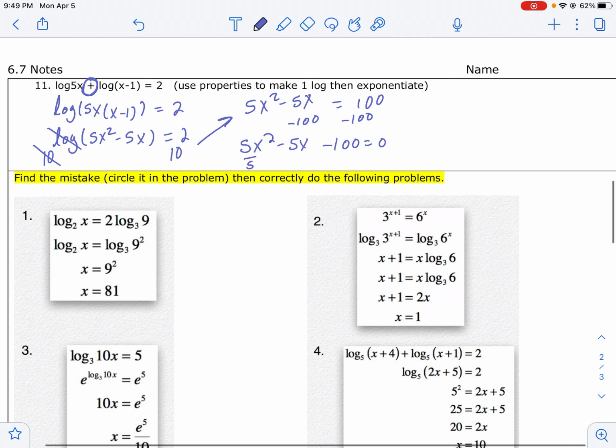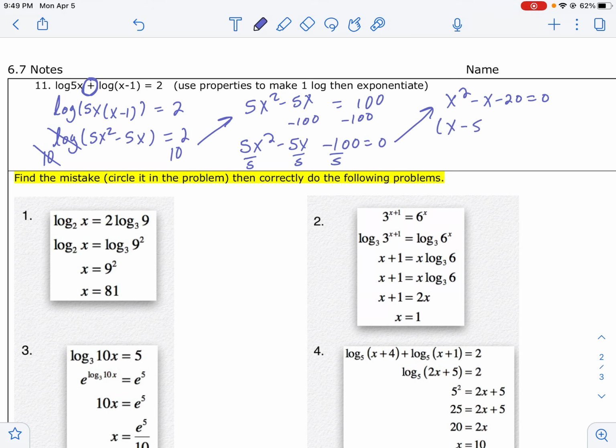And one thing that's kind of nice about this is that we can divide all of these by 5. So that's going to give us x squared minus x minus 20 is equal to 0. And that should factor pretty easily. We have x minus 5, x plus 4 is equal to 0. So then our two possible solutions are x equals 5 and x equals negative 4.